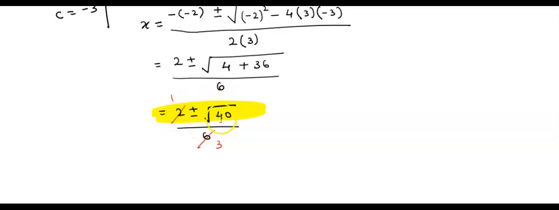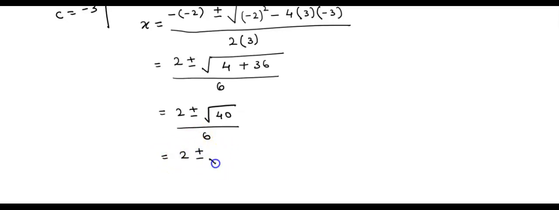2 has a relation with root 40. If it is multiplied, 2 into root 40 means 2 is separate, root 40 is separate. Whenever you get a plus or minus symbol between any two numbers, it means that this complete term is one term. You cannot cancel this 2 and 6 directly. You have to take the common factor, then only you can cancel. I'll show you how to do it.